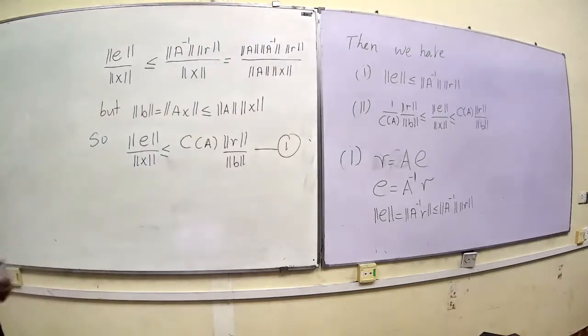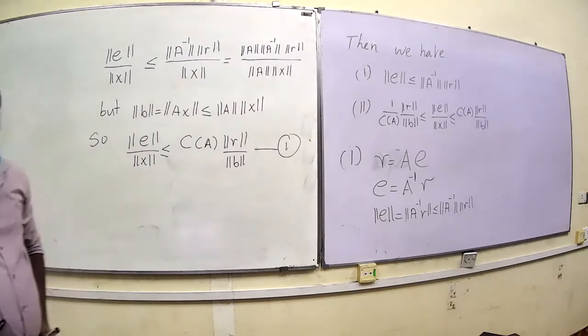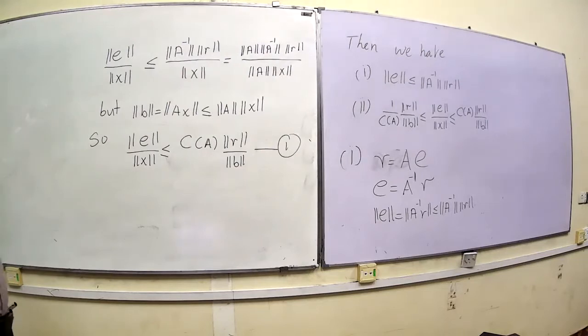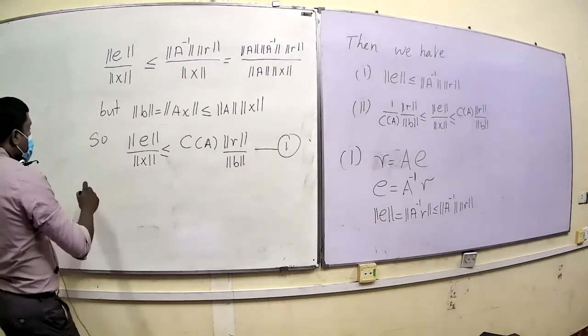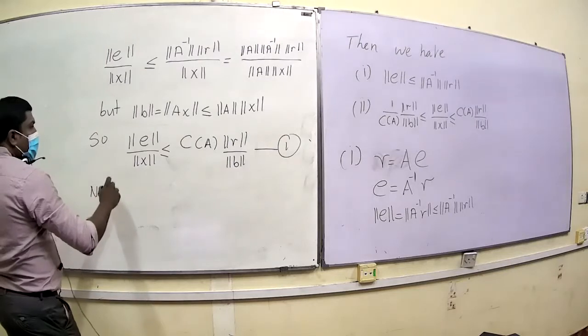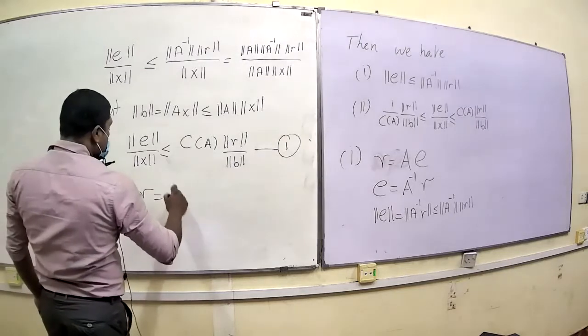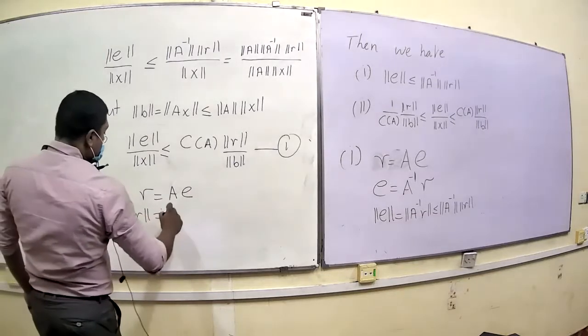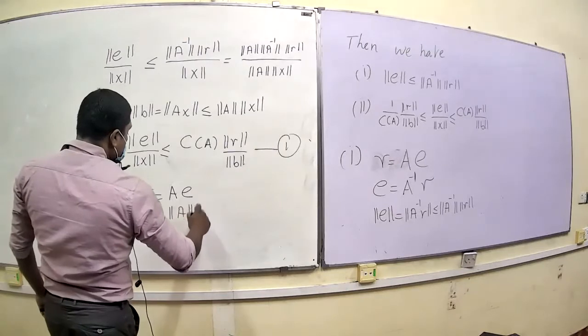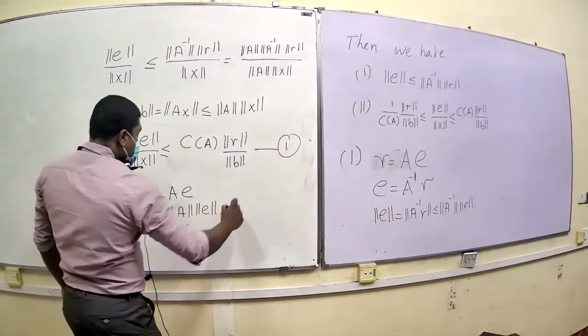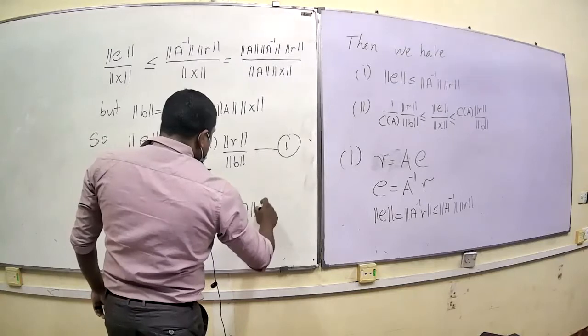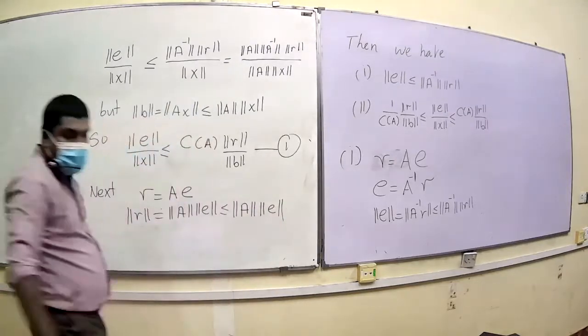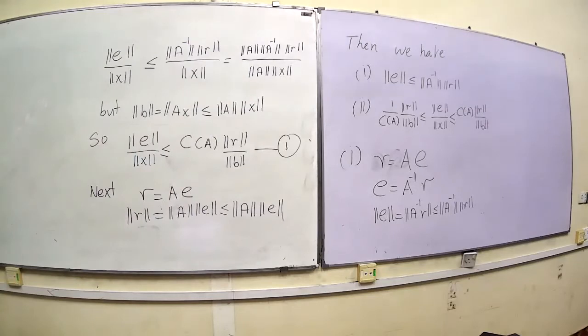So we proved the right side inequality. Right? So this side we proved. Now we have to prove the other side. Right? So E is greater than or equal to what? Right? So next, again, I use R is equal to AE. So norm of R is equal to norm of A times norm of E, which is less than or equal to norm of A times norm of E. Right?